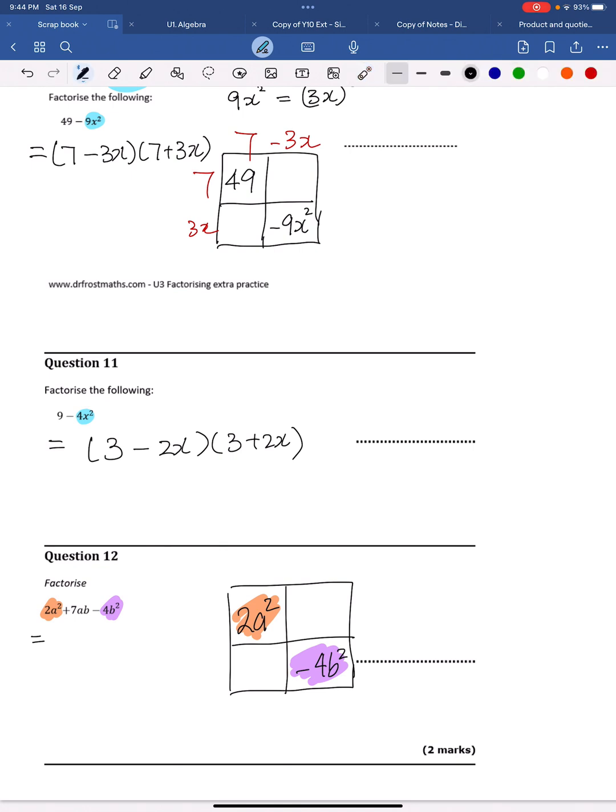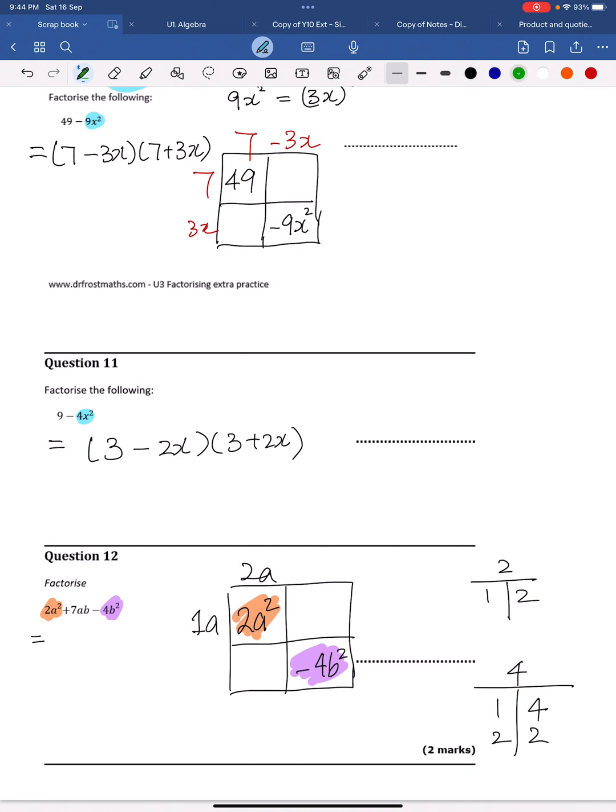What are the factors of 2? The factors of 2 are 1 times 2. So you have no option but to have 1a times 2a to give us the 2a squared. 4, however, has two possible pairs, 1 times 4 or 2 times 2. Technically, at this stage, you need to play around with the two different combinations. So if you use a pencil to help you, that would be good.